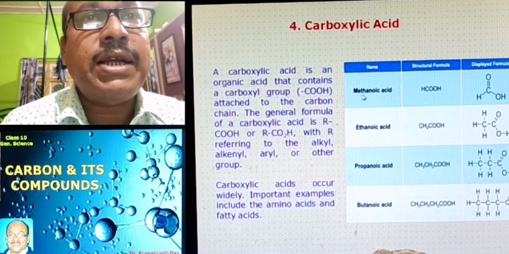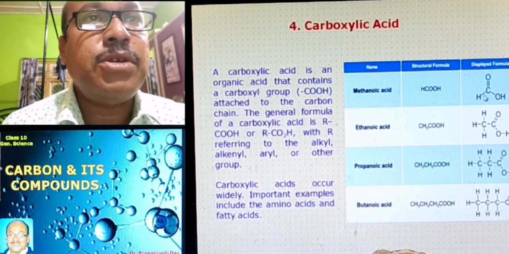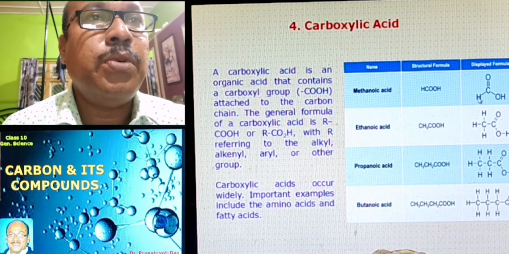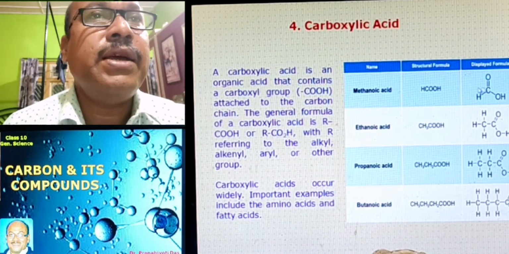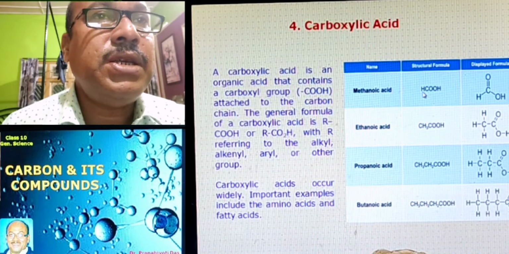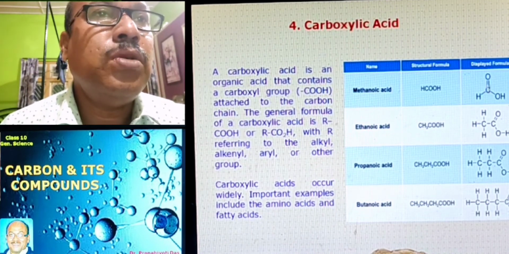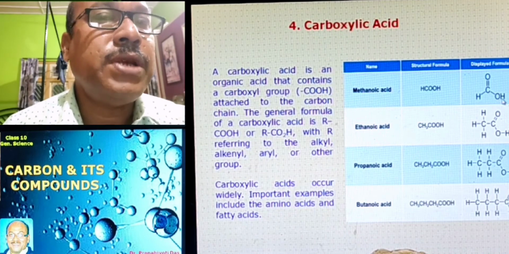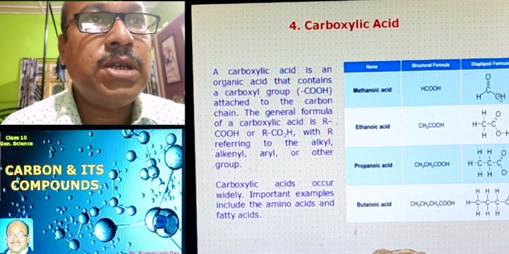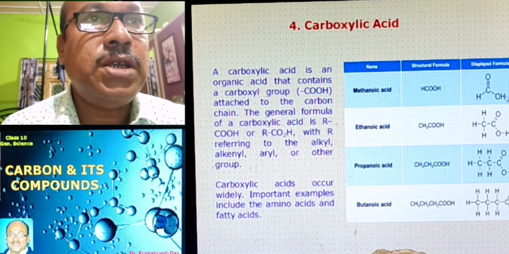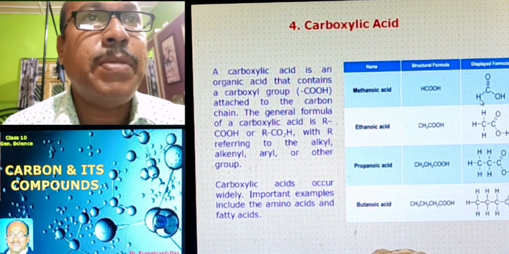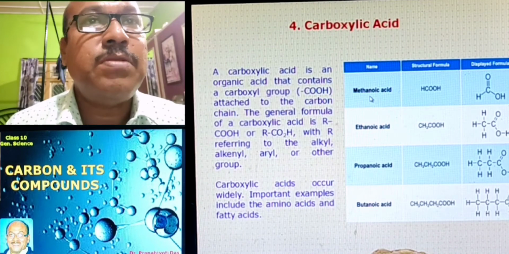Suppose methane is the main compound. This is the carbon atom, and 4 hydrogen atoms should have been there, but what is happening? The COOH group has come here. Can you see this? The parts are carbon, oxygen, oxygen and hydrogen. So it is COOH. The COOH group is coming and combining with hydrogen, so it is called methanoic acid.